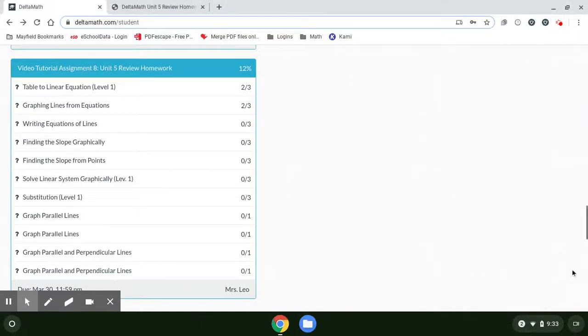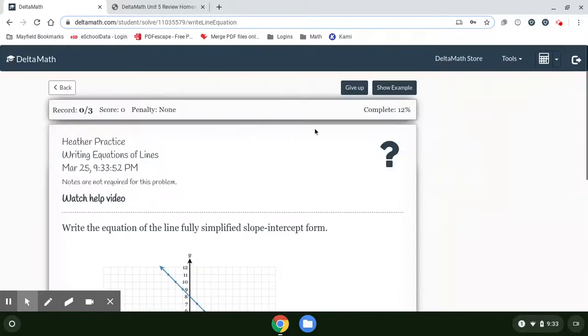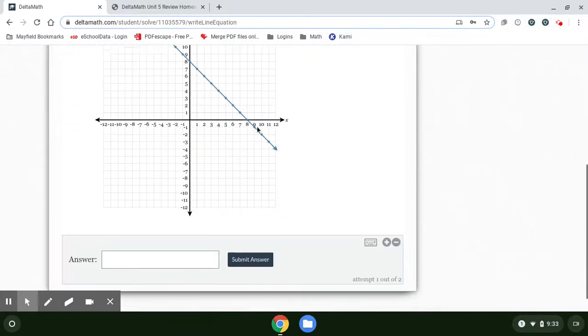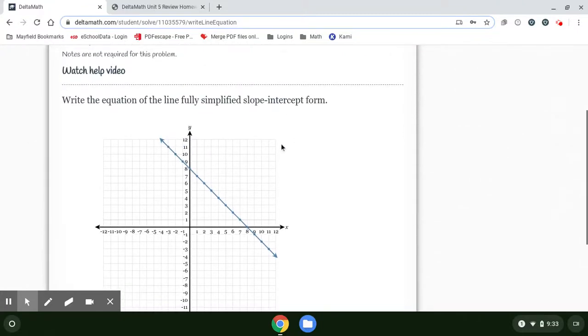Okay, so up now is writing equations of lines. Now they're going to give us the line and we have to write the equation. Notice that it says it has to be fully simplified slope-intercept form, so make sure your fraction for your slope is simplified. If we once again look, we need y equals mx plus b.